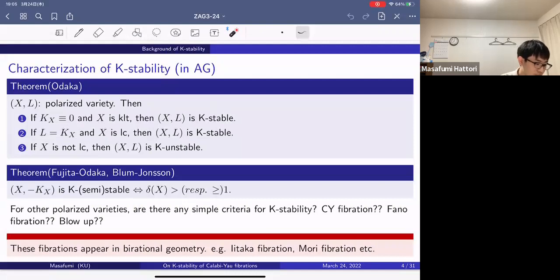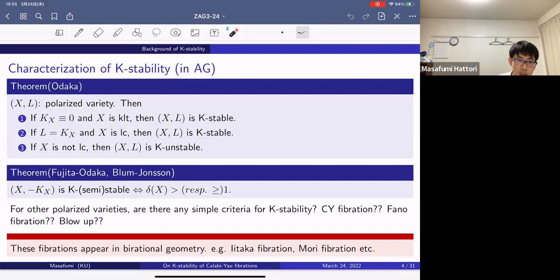Odaka studied the problem at first. So let (X, L) be a prime normal variety. Then if X is not log canonical, then (X, L) is K-unstable for any polarization. And if K_X is numerically trivial and X is klt, then (X, L) is K-stable. And if L equals K_X and X is log canonical, then (X, L) is K-stable.